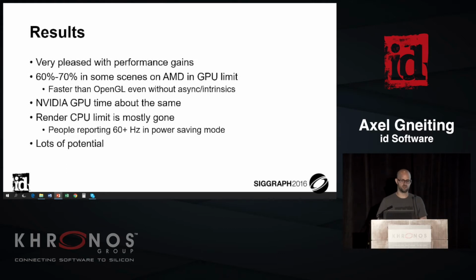For the results, we're very pleased with the performance gains. In some scenes, I actually see 60 to 70% more performance in GPU limit. This is not CPU limit gains. And it's even faster on AMD, without any of our special stuff that we added on AMD, like async and intrinsics. It's like 30% faster already than OpenGL. On NVIDIA, the GPU time in the end was about the same. The render CPU limit is mostly gone. Some people were reporting they're running the game on a 1 GHz CPU with 4 cores, and it's running fine at over 60 hertz. So this is lots of potential versus OpenGL.